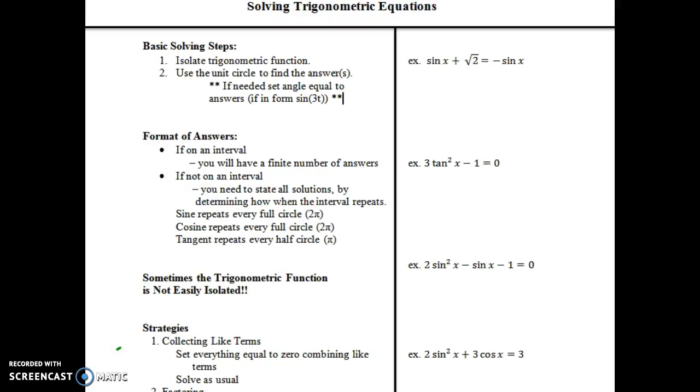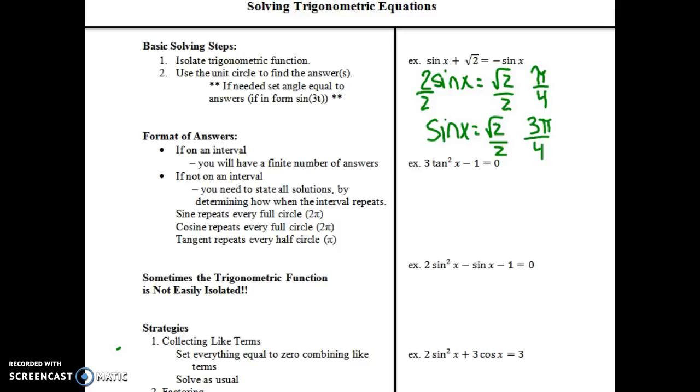On this first example, we're going to collect like terms. I want to set everything equal to 0, so I'll add sine x to each side. I get 2 sine x equals root 2. Then I divide both sides by 2 to isolate the sine value. So I want where the sine of x equals square root of 2 over 2. When I use my unit circle, I find that this occurs in 2 locations, at pi fourths, and it also occurs at 3 pi fourths. Since I do not have an interval, this repeats every 2 pi n. And then I will box in my answer.